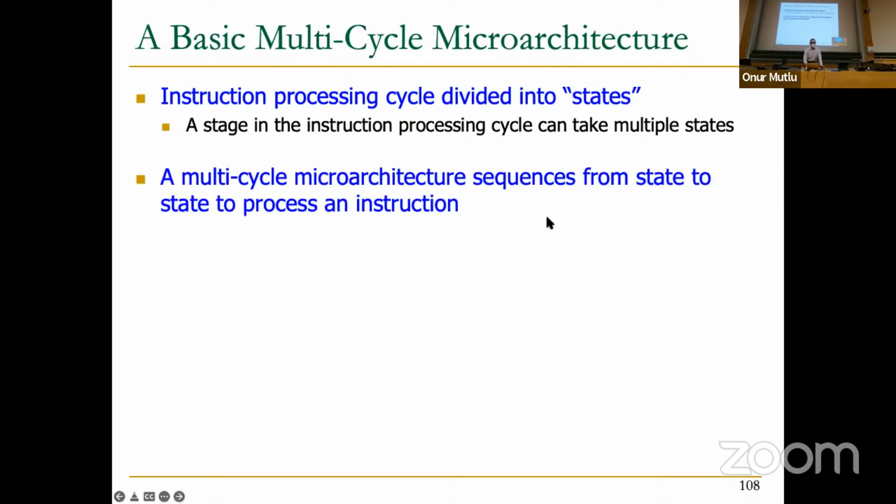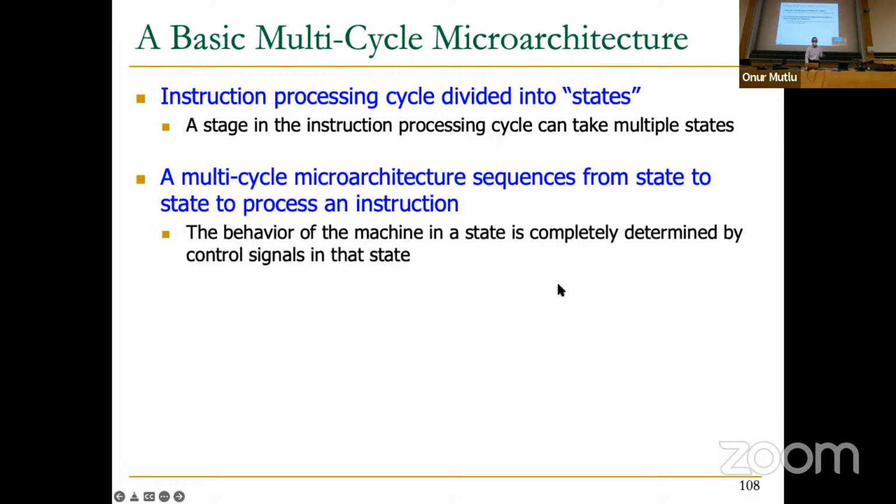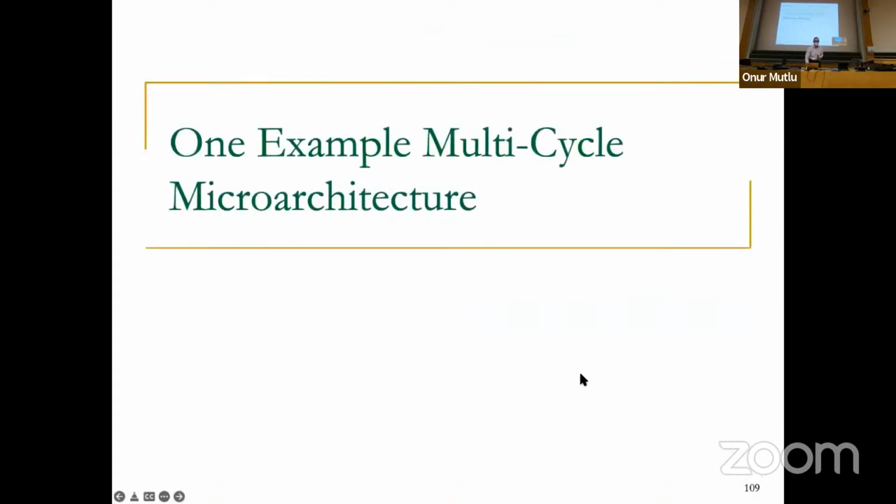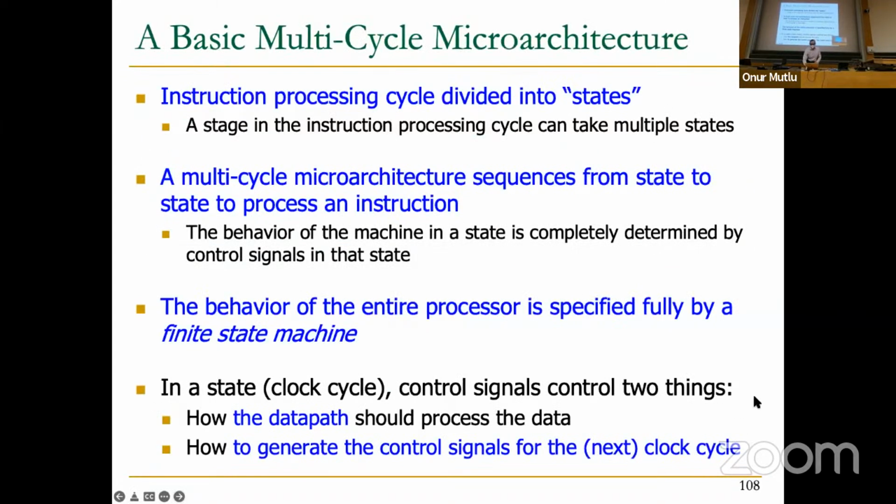Okay, a multi-cycle microarchitecture sequences from state to state to process an instruction. We already said this. The behavior of the machine in a state is completely determined by the control signals in that state, as we have discussed and as we will see. And the behavior of the entire processor is specified fully by a finite state machine. And we will see, we'll construct that finite state machine actually very soon. And in a state, control signals control 2 things: how the data path should process the data, and how also to generate the control signals for the next state or next clock cycle. Okay, and we've kind of seen all of this actually, but now we're going to divide things into multiple clock cycles.